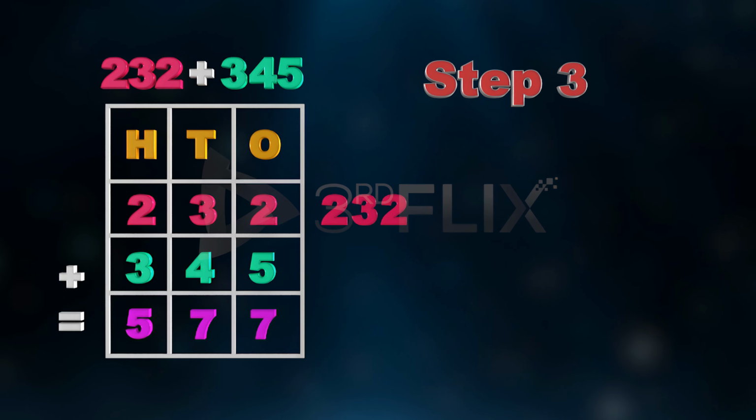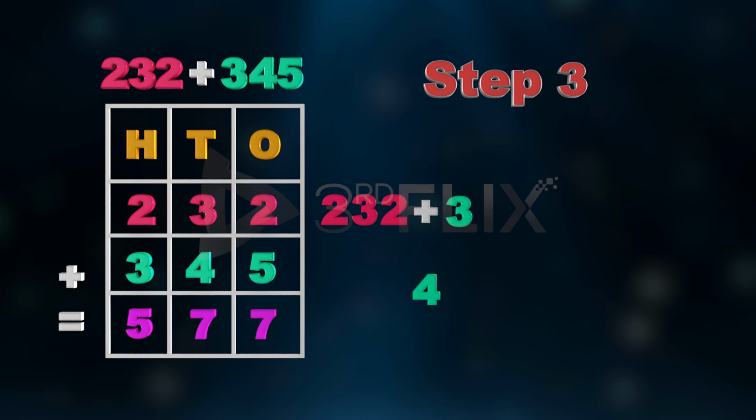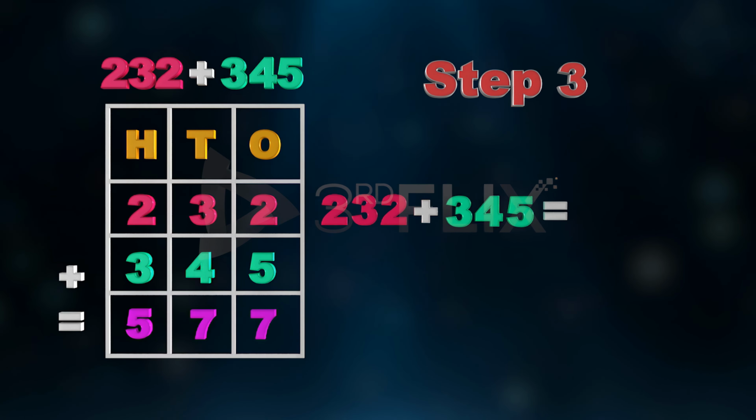232 plus 345 is equal to 577. Here, 232 and 345 are addends. 577 is the sum or total.